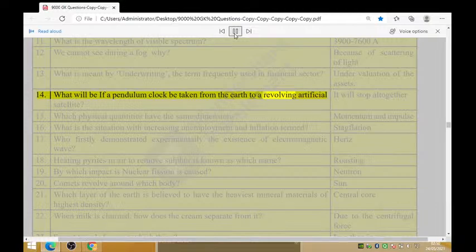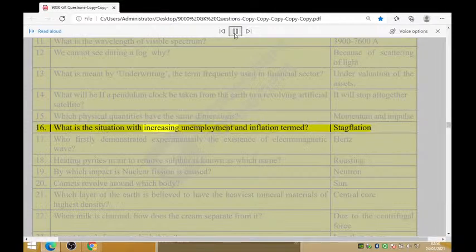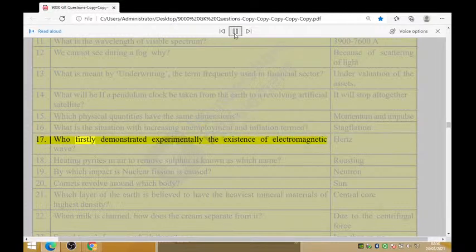15. Which physical quantities have the same dimensions? Momentum and impulse. 16. What is the situation with increasing unemployment and inflation termed? Stagflation. 17. Who first demonstrated experimentally the existence of electromagnetic waves? Hertz.